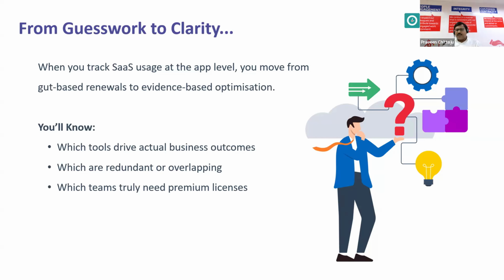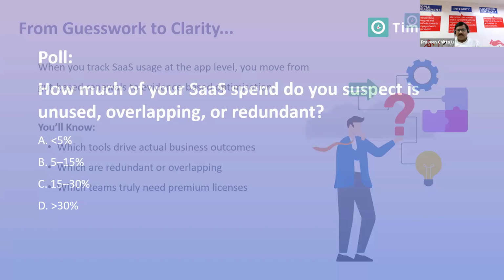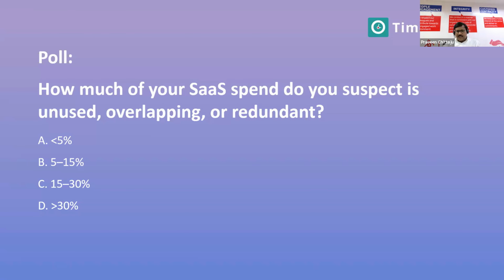Now, again, it's time for a poll. I would like to interact with each and everyone in the poll here. How much of your SaaS spend do you suspect is unused, overlapping and redundant? You see here around 30 to 40 attendees. Please have a look into your department and recollect how many SaaS tools you have and how many are unused and overlapping. So I'm triggering the poll.